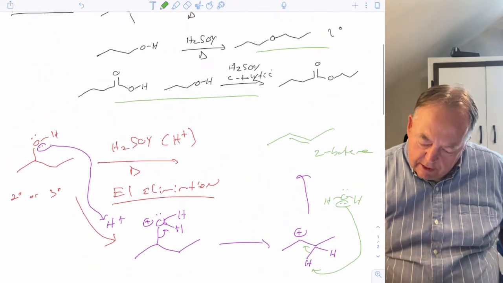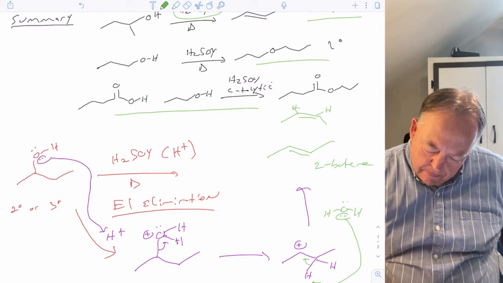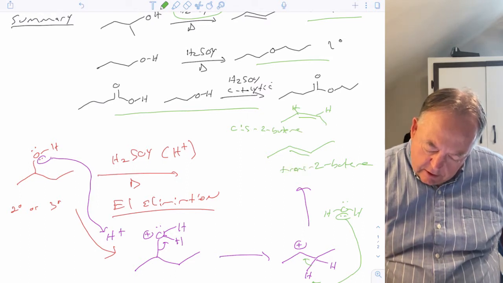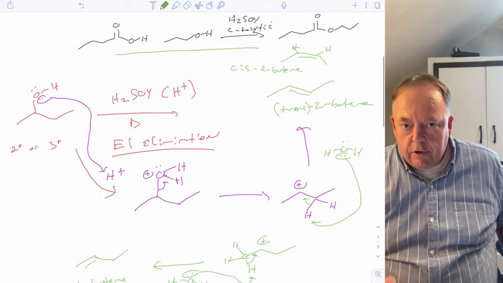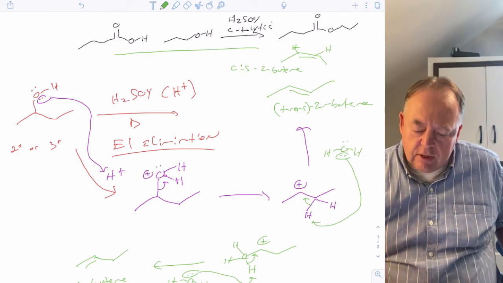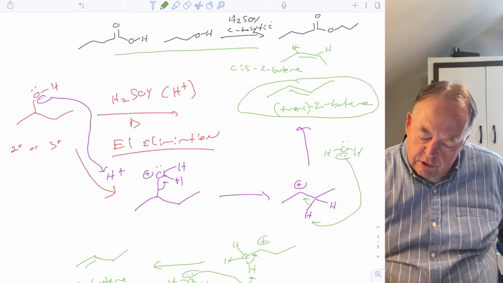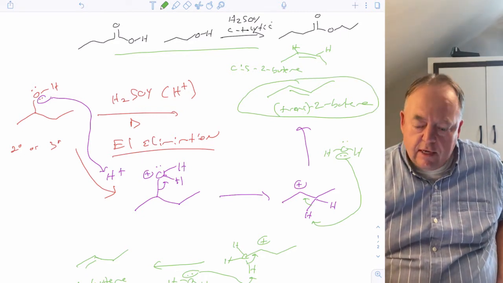And of course, since we made 2-butene, we could have also made the cis isomer or the trans isomer. And so which one are you going to make? You always make in this E1 elimination the more substituted alkene and the more stable alkene. So the trans 2-butene would have been the major product. But you would expect to get a mixture of all three of these alkenes.